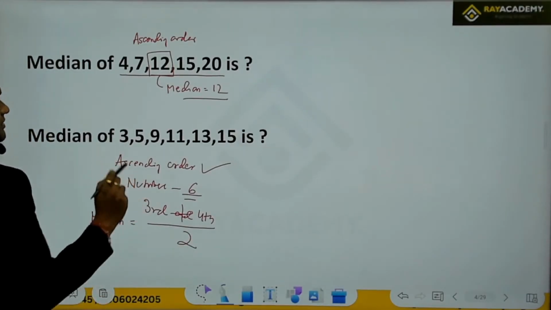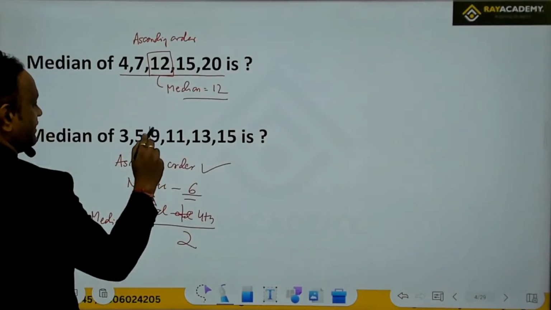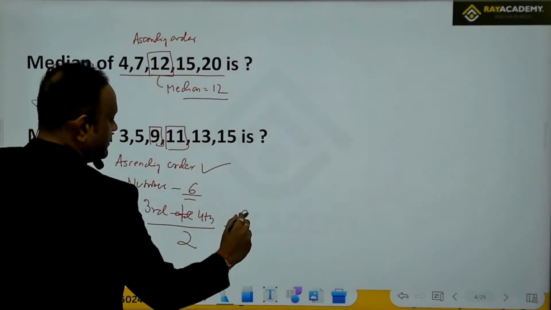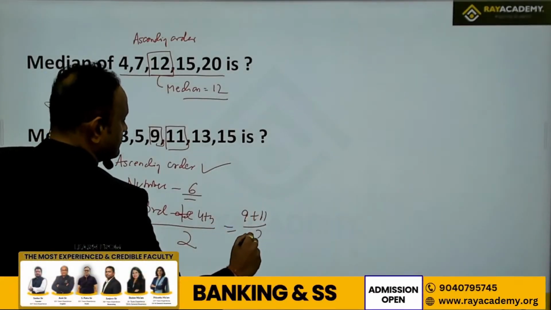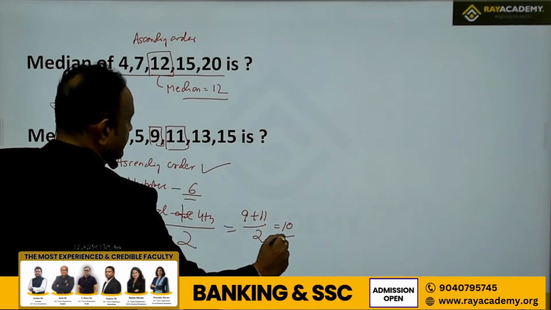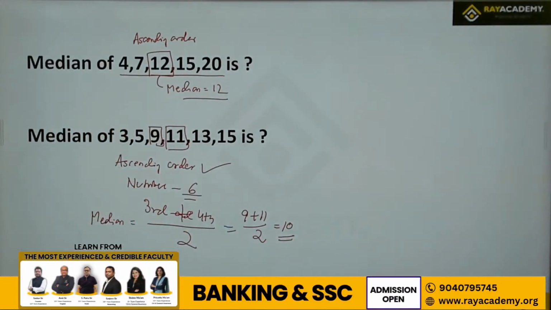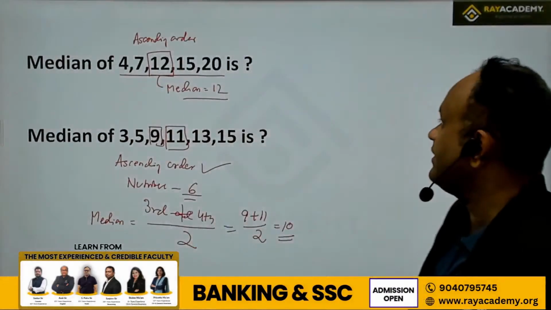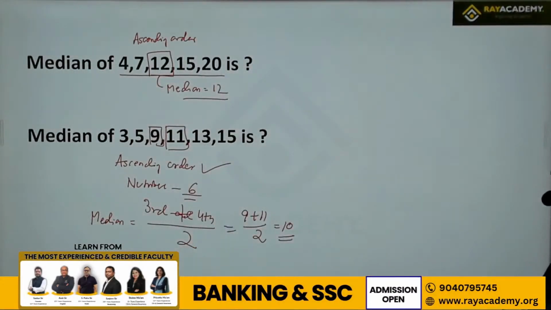So what is the third? The third is 9 and the fourth is 11. So the answer will be 9 plus 11 by 2, that is 10. So 10 is the median of this data set. Earlier there was an odd number of total numbers, 5. Here there are 6 numbers, so the third and fourth are the middle point.